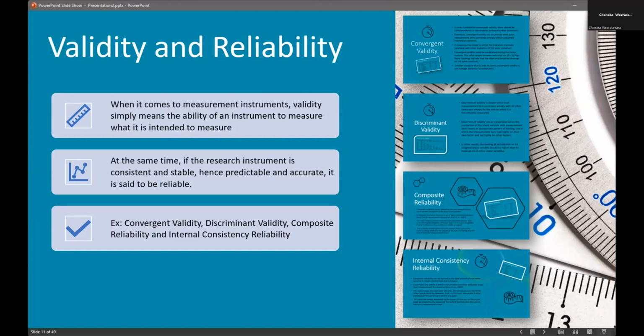And at the same time, reliability is if the research instrument is consistent and stable. If you do the same research again and again, do we get the same results? So therefore, hence the predicted values are accurate. So that is reliable. So there are ways and means that we can make sure that our instrument is reliable.